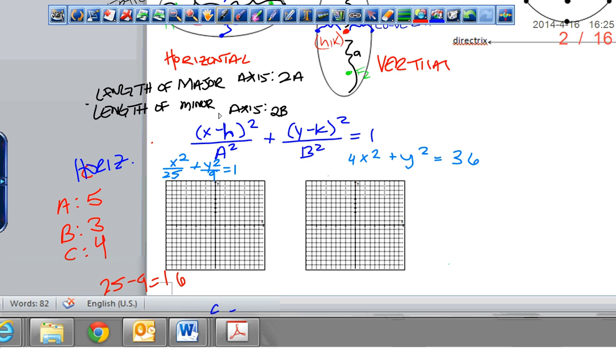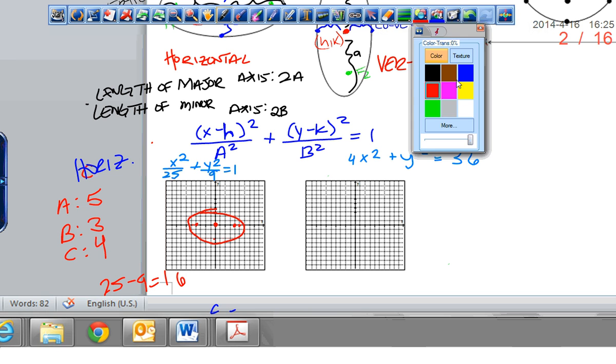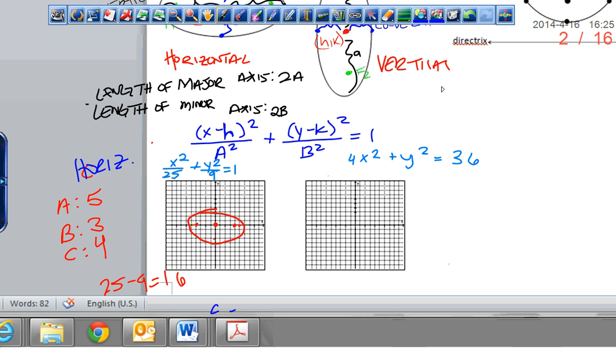All right. So my center is at 0, 0. Then I'm going right 5, left 5. And then up 3, down 3. Draw my ellipse, which is terrible, and then I do my foci 4 and 4. The foci are just part of the graph. You got to do it. Sorry.